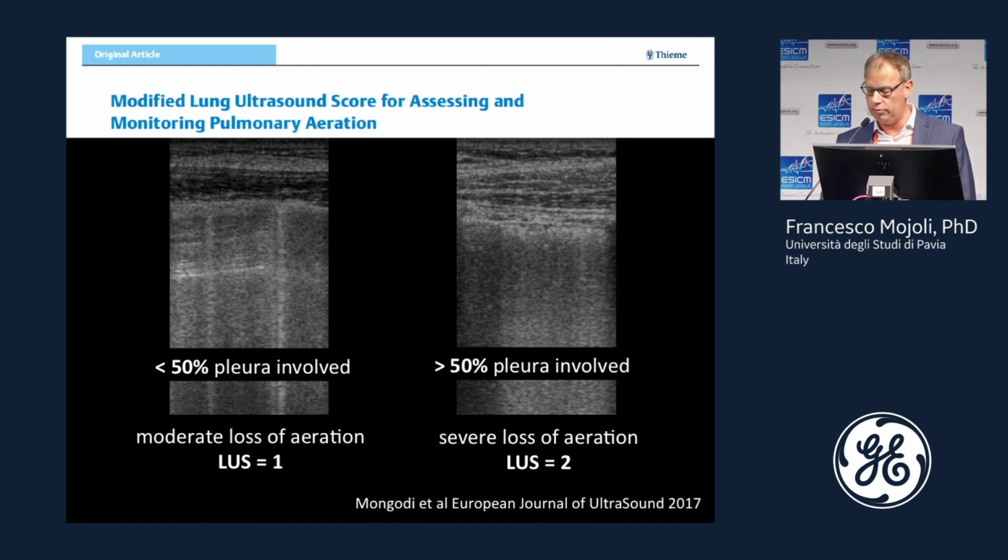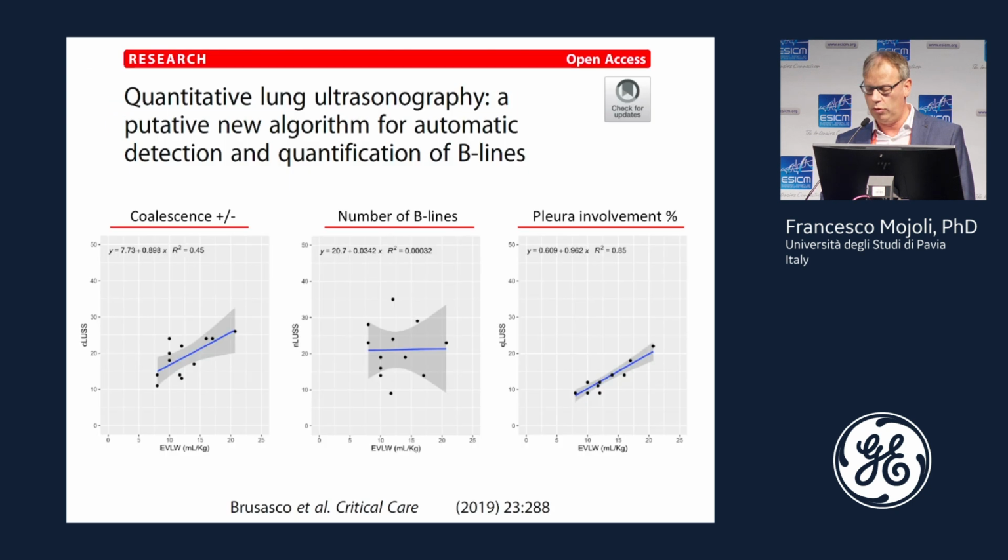And this modified lung ultrasound score was recently validated against transpulmonary thermodilution. You can see that compared to other ultrasound scoring systems based on coalescence of B-lines or number of B-lines, it was better correlated with extravascular lung water, that is lung edema.